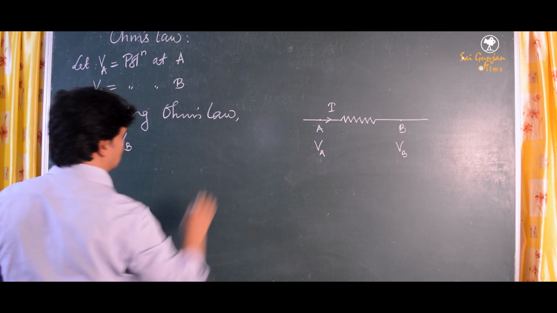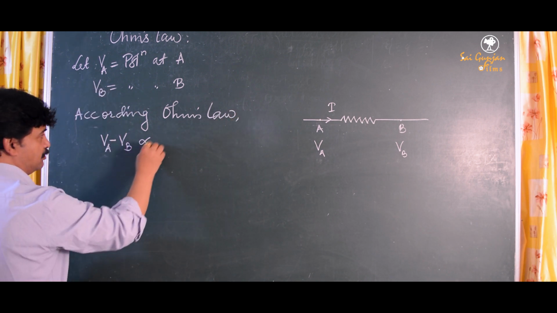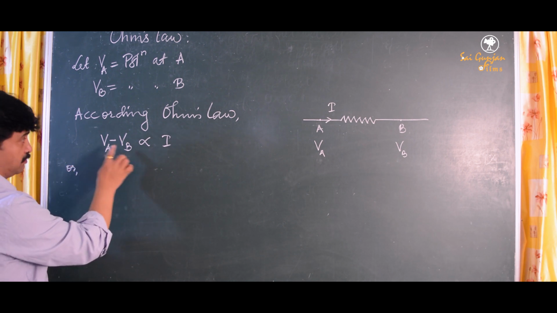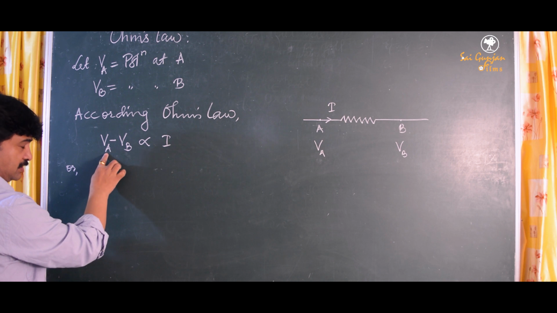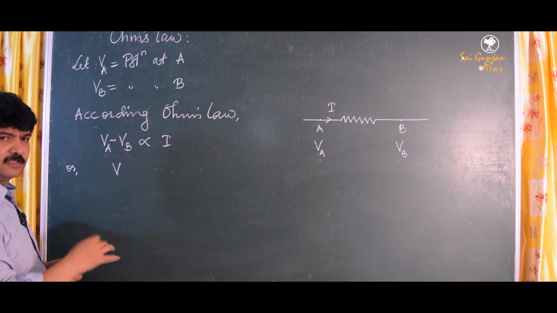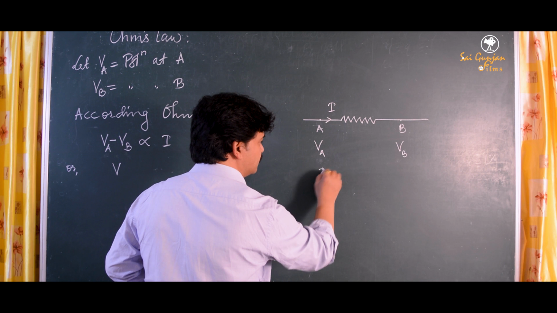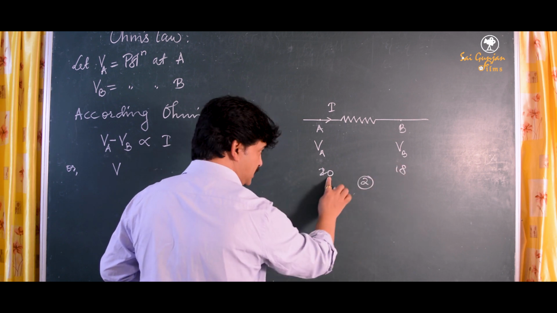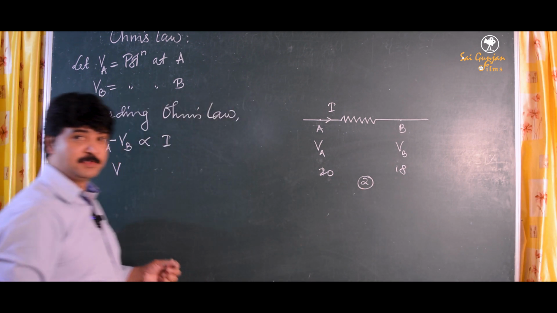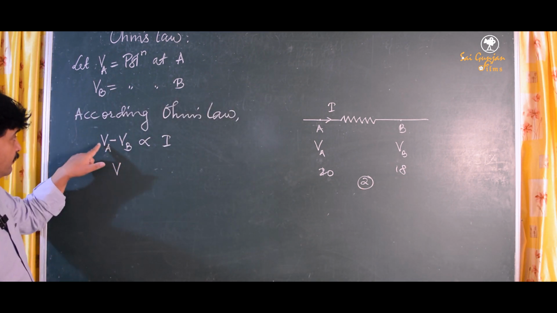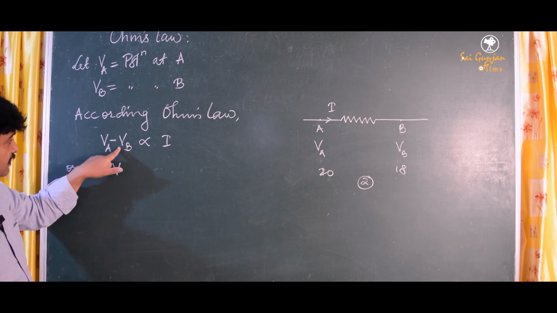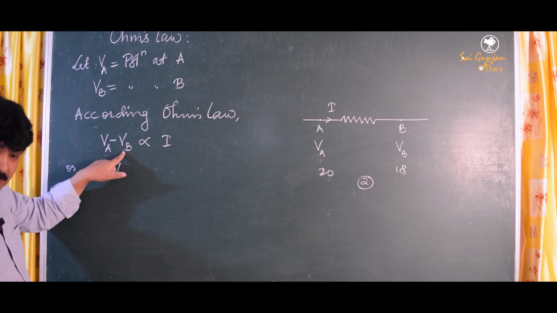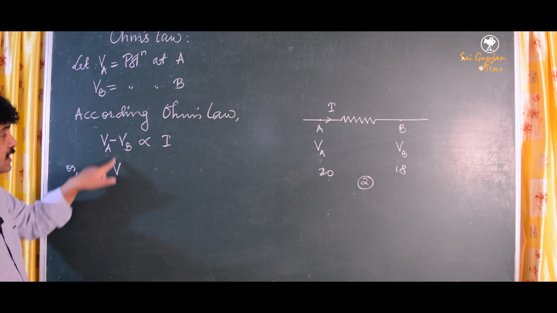And according to Ohm's law, this is directly proportional to the current. And when you subtract the potential of B from the potential of A, we get another answer, isn't it? Like the difference of 20 and 18 is 2, no? So 20 minus 18 is 2. This is the potential difference. Similarly, V is the potential difference. VA is not the potential difference. VB is not the potential difference, okay? This is the potential at A, this is the potential at B, and this is the potential difference.